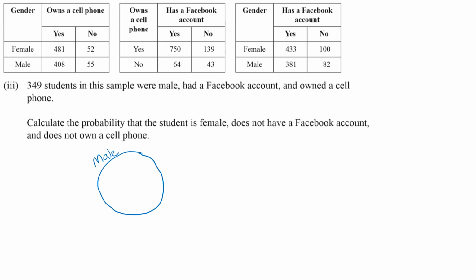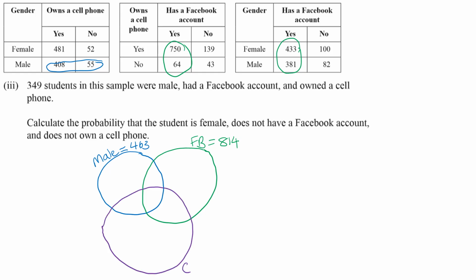So from our first table, we've got that they are male. We could just as easily write that as female. But this total for male is that we know that that will come to our total here of 408 plus the 55. So 463 altogether. Then we need a circle for Facebook. And we know that the total number of people that have Facebook we can get either from those 2 added together there, or from these 2 added together. Either way, it comes to 814.